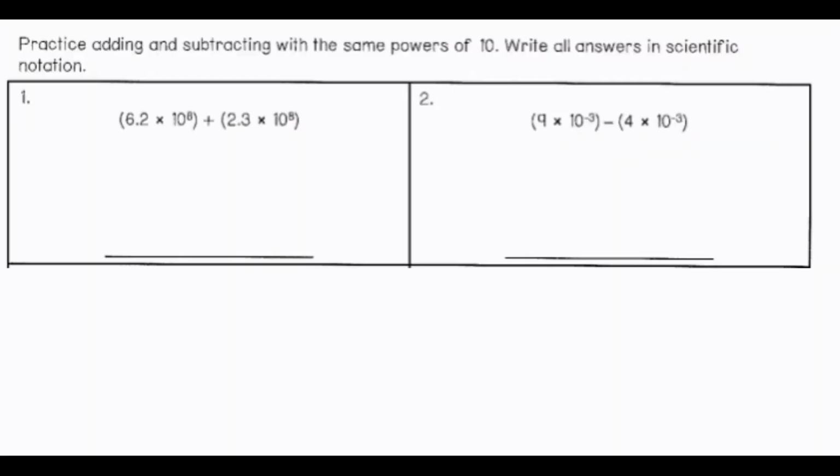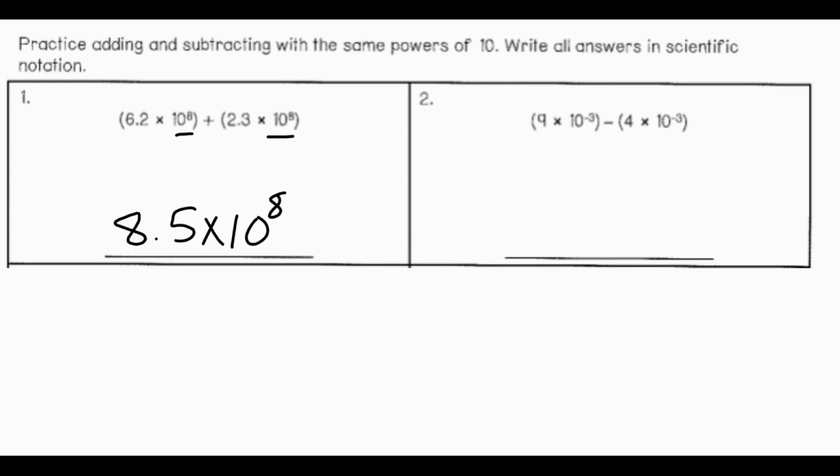Now looking at our sample problems, we're going to practice adding and subtracting with the same powers of 10. We'll write all our answers in scientific notation. Number 1, we have 6.2 times 10 to the 8th plus 2.3 times 10 to the 8th. So the first thing we want to do is identify what our power of 10 is. We can see here that it's 8, so they're both the same, so I can just add my two numbers in front. So 6.2 plus 2.3 would be 8.5, and then I would keep my power of 10. So I'd have 10 to the 8th.